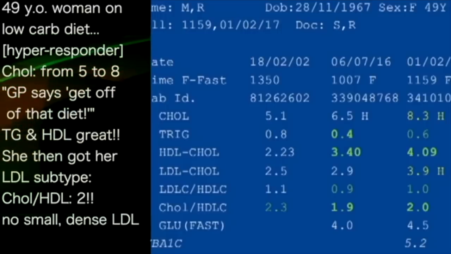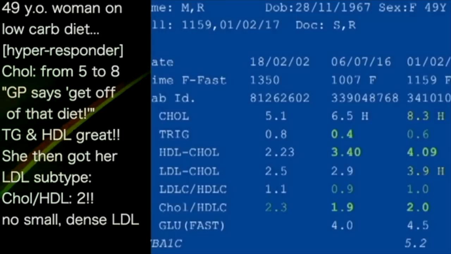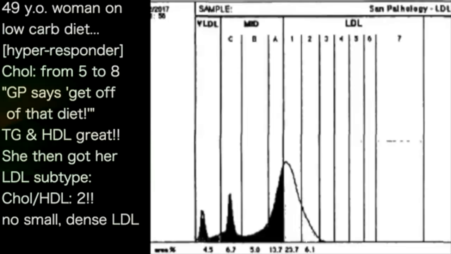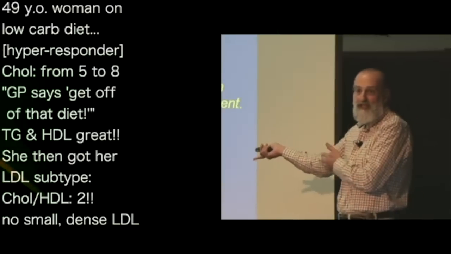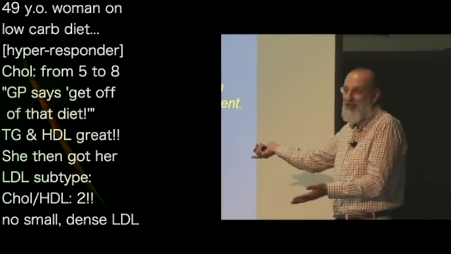If she wants to spend $100, which she did, to look at her LDL subtype, we could have predicted what it would be. She's got a low triglyceride and high HDL. Her total cholesterol HDL ratio was 2. I don't actually promote this because this was a waste of $100. She should have known that there was no small dense LDL.